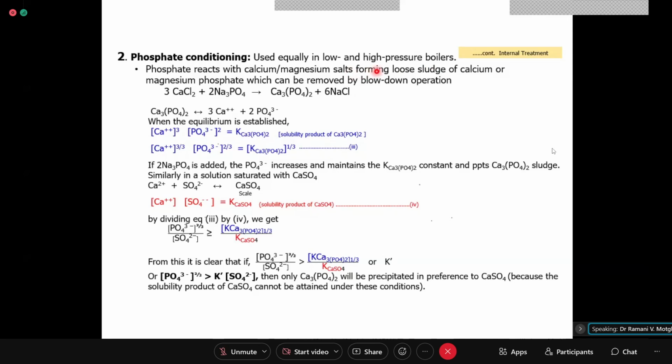But it will not stick. It will remain as loose and slimy sludge, and thus it can be removed by the blowdown operation. So that is the basic concept behind it.